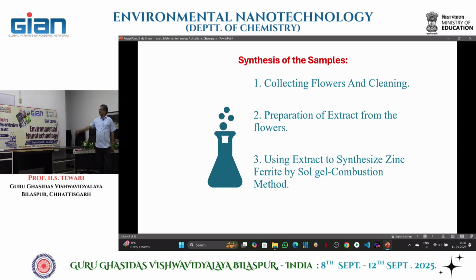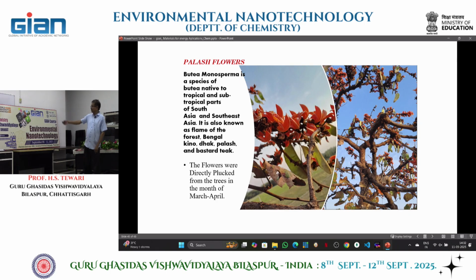In this case, first we collected the flowers, and after cleaning, we prepared the extract and used it to synthesize zinc ferrite by the sol-gel method, in place of citric acid or urea. The Palas flower is already available in our campus. We collected more than 3-4 kg, dried it, made a powder, and by boiling the powder for a fixed time, we took the extract.